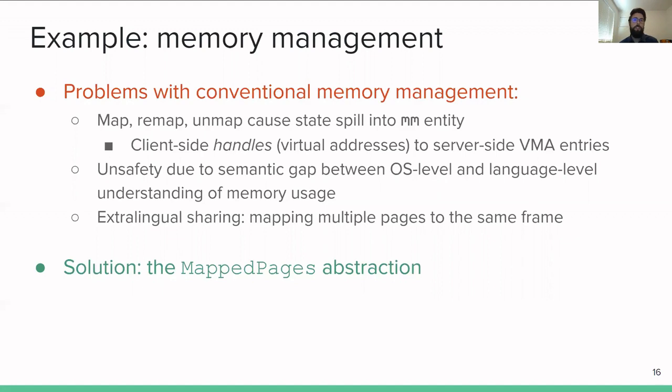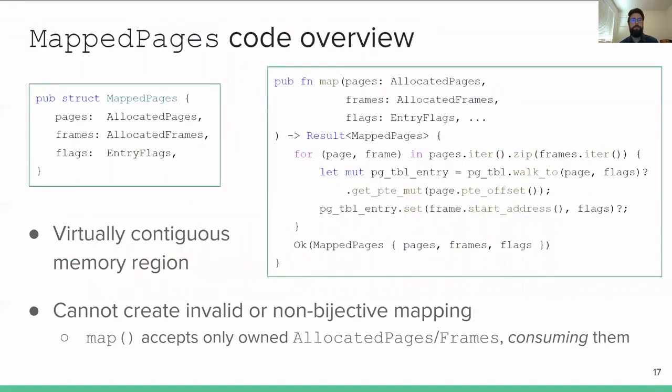Our solution to all of this is the MappedPages abstraction. The MappedPages type represents a region of virtually contiguous pages that are mapped to an optionally contiguous set of physical frames. It serves as the backing representation for stacks, heaps, and all other memory regions, such as devices and loaded cells. The map function on the right side here is lossless, ensuring that the caller cannot create an invalid or duplicate mapping because it consumes the allocated pages and allocated frames passed to it. This prevents extralingual aliasing methods, like mapping multiple pages to the same frame, thus requiring all aliasing to occur at the language level using shared reference types in Rust.